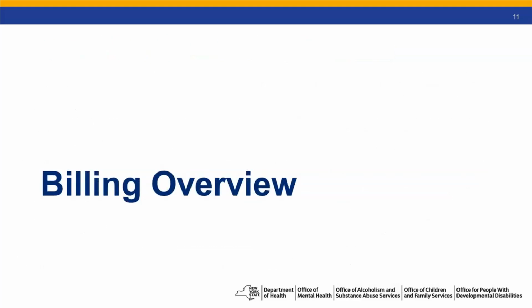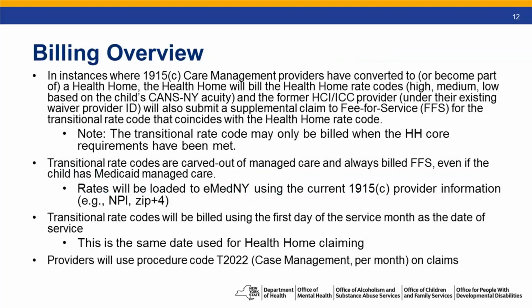Thanks. So the next slides are regarding the submission of the claims. In instances where 1915C care management providers have converted to or become part of a health home, the health home will bill the health home rate codes based on the child's acuity score, which we've gone over already, and the former HCI ICC provider, using the existing waiver provider and NPI and MIS IDs, will also submit a supplemental claim to fee-for-service. So these are fee-for-service claims only for the transitional rate code, and it will coincide, as Donna already said, with the child's CAMS acuity score, high, medium, or low.